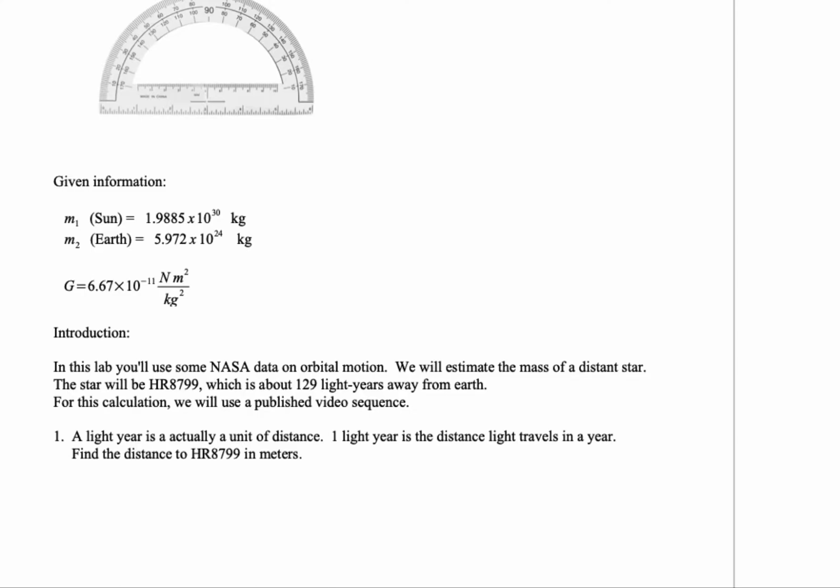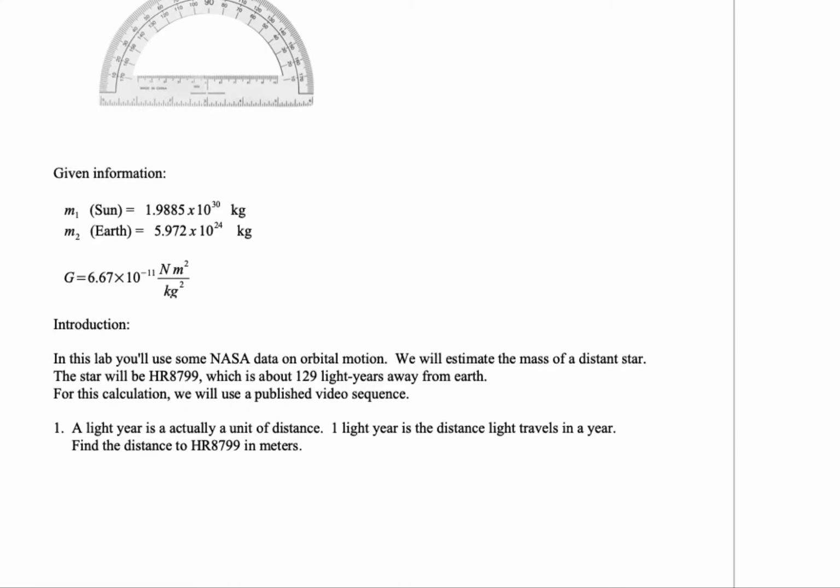So the star is called HR 8799. It's approximately 129 light years away from Earth, which means it takes 129 years for light to get here. So when we look at it, we're actually seeing it as it was 129 years ago. But yeah, they have a published video sequence showing the star and some planets that orbit around it. And most stars, if not all, actually have planets, which is kind of crazy to think about.